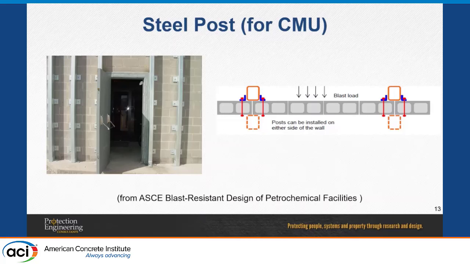Now you can put the posts on either side of the wall, on the loaded side or on the non-loaded side. Of course, if you put it on the non-loaded side, it's easier because your wall is in direct bearing on your post. But you can also put it on the other side, but then you have to hold them. And if you just use anchors that don't go all the way through, it's going to be very difficult to get enough capacity. So it's just better to use through bolts at that point.